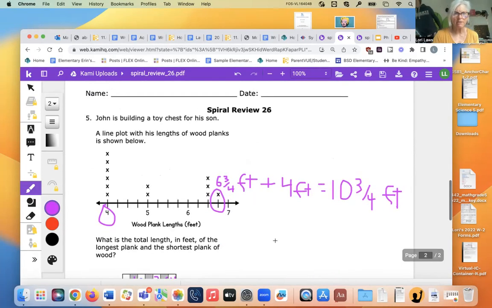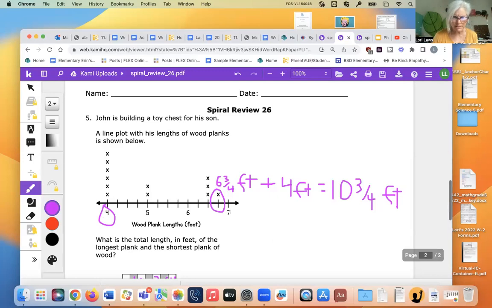And number 5. John is building a toy chest for his son. A line plot with his lengths of wood planks is shown. What is the total length in feet of the longest plank and the shortest plank of wood? So I need to know how long is the shortest plank. Well, I can see it's 4 feet. But then the longest plank is here. And I wasn't sure what that was.